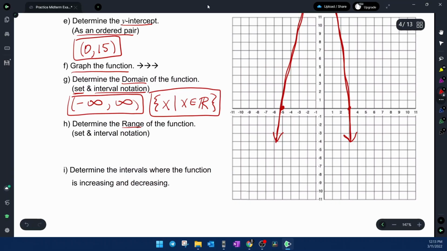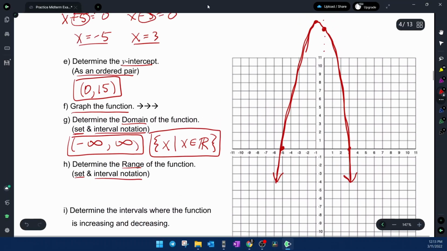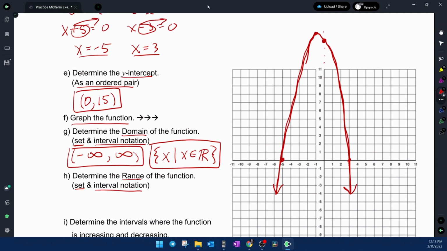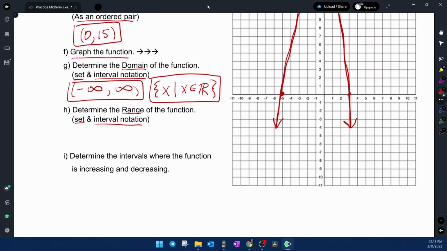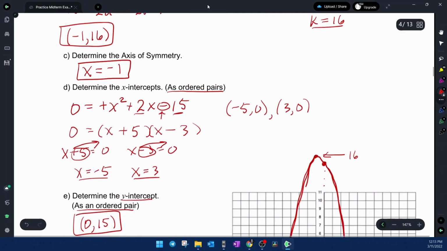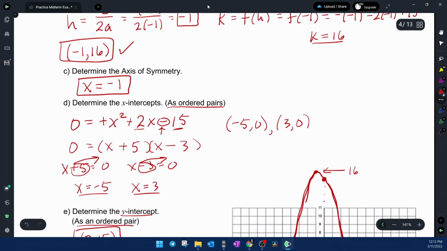Next, we need to determine the range in both set and interval notation. Probably the easiest way to do this would be interval notation first. Did you notice that the highest point on this graph is 16? And then the graph goes down forever. So the interval notation for the range here would be everything from minus infinity up to 16, where 16 is included because the graph does actually exist at 16. That's where the vertex is.